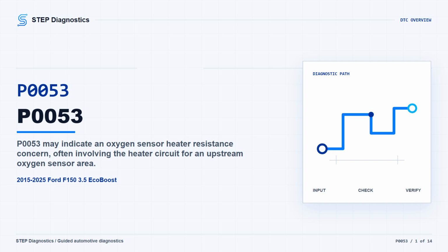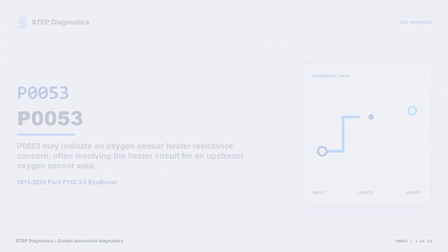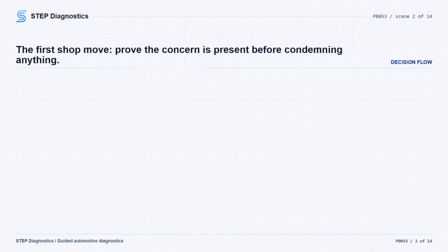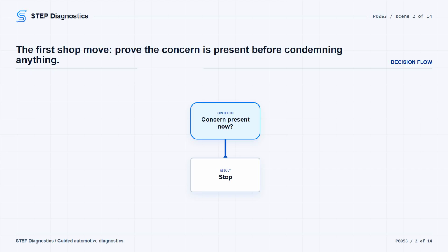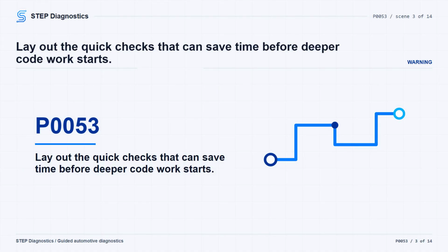There is not a P0053 specific pinpoint test, monitor condition list, connector callout, or confirmed repair here, so do not jump straight to a part. Start by confirming the concern is actually present. That matters because you do not want to condemn a module or another component when the concern is not there during testing. Before you get deep into the code, do the basic preliminary checks.